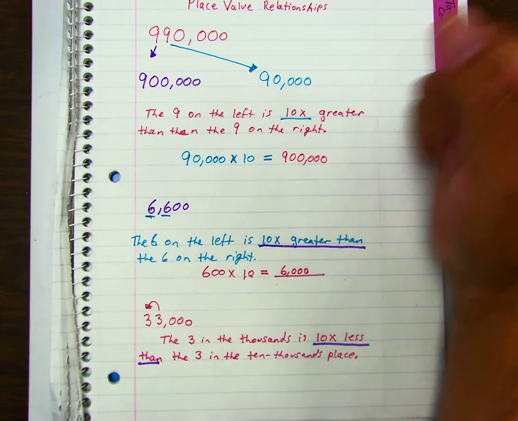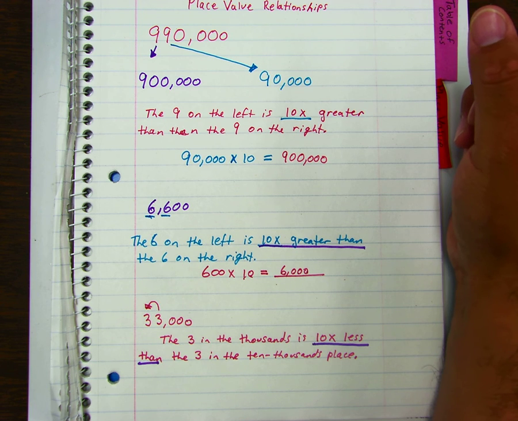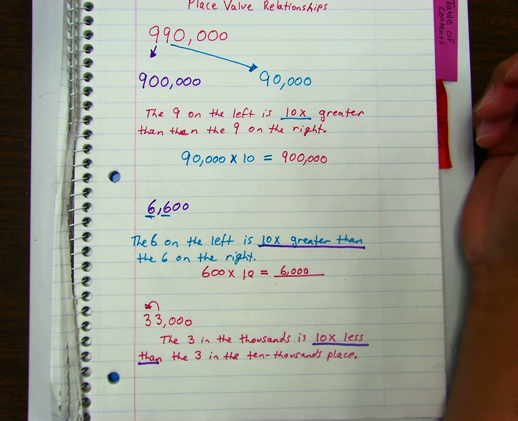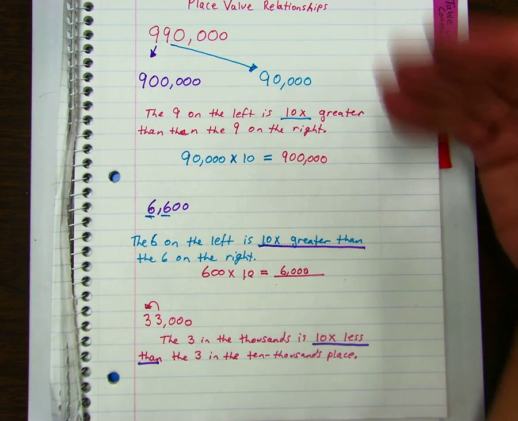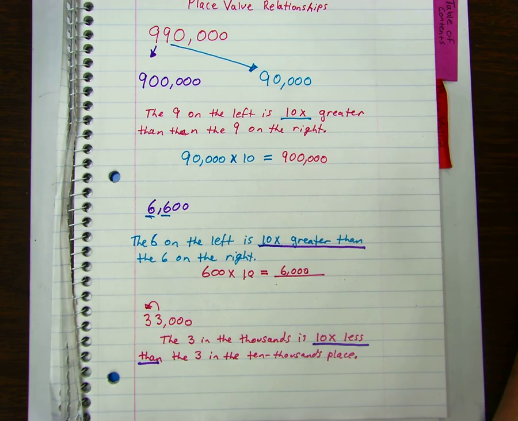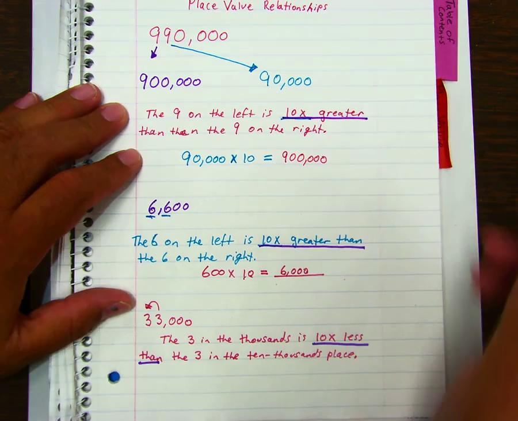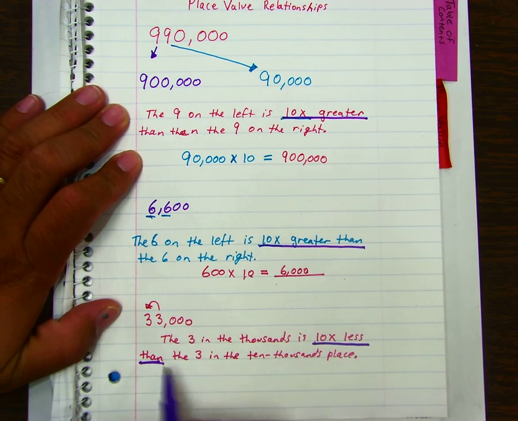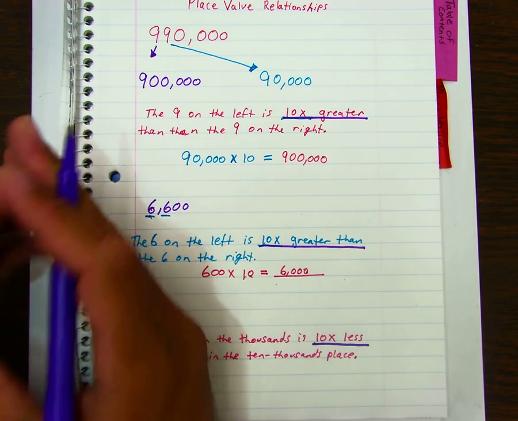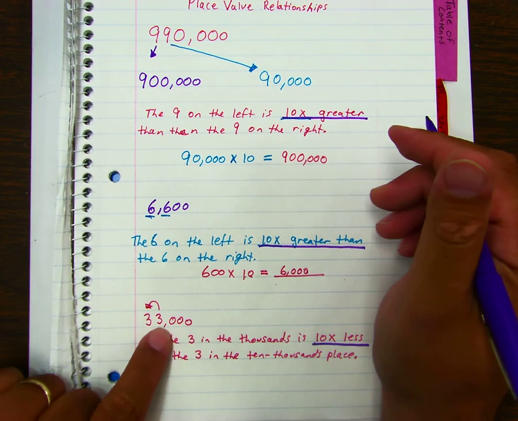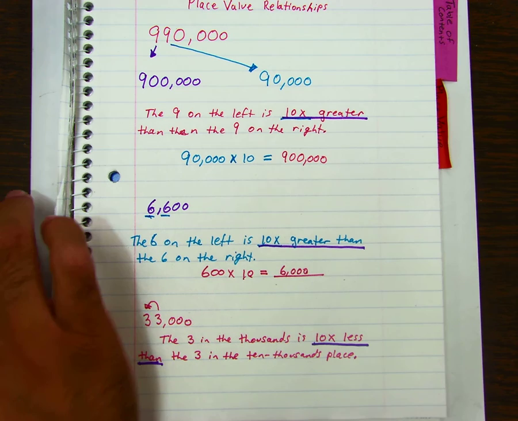I just wanted to make a quick video about this, and let the parents know exactly how we are working on place value relationships and what the students need to know. Basically, the key words here are 10 times greater, 10 times less than. Just make sure they understand that if it's on the left going to the right, it's going to be 10 times greater. If it's on the right going left, it's going to be 10 times less than.